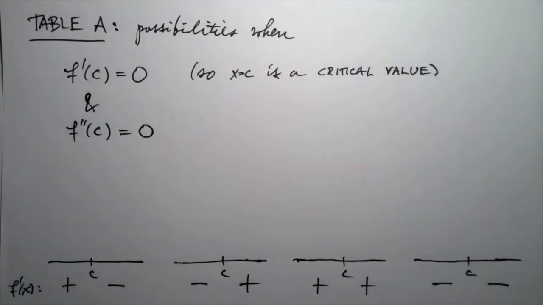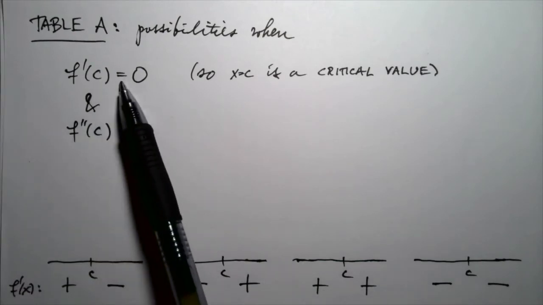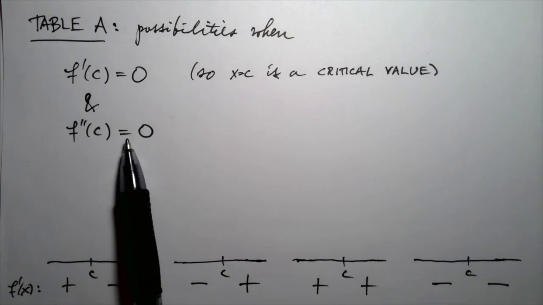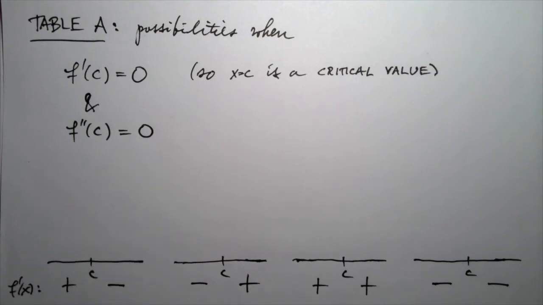In the last example, we had the situation where we had found a critical value to a function, somewhere where the derivative is 0, and then we had tried to apply the second derivative test, but when we plugged in, we got 0 for the second derivative as well. So what's going on? What is happening when the first and the second derivative are both 0?